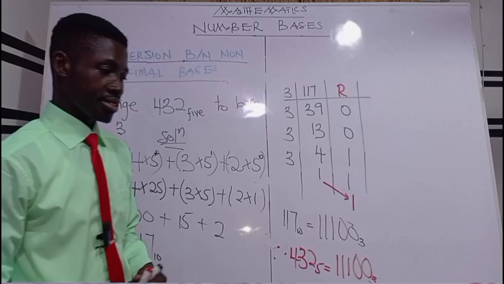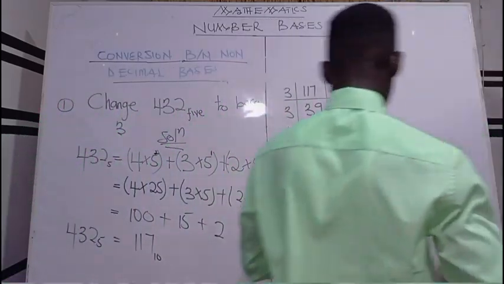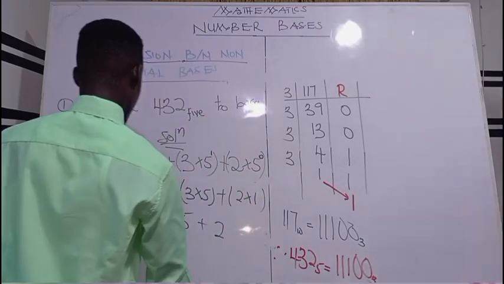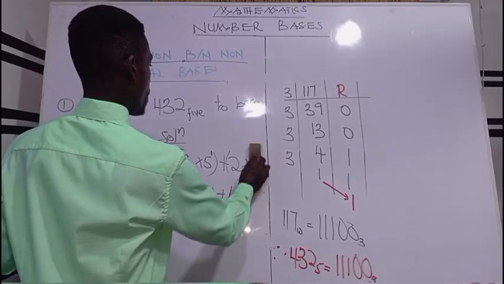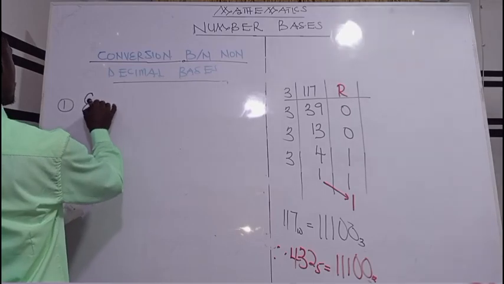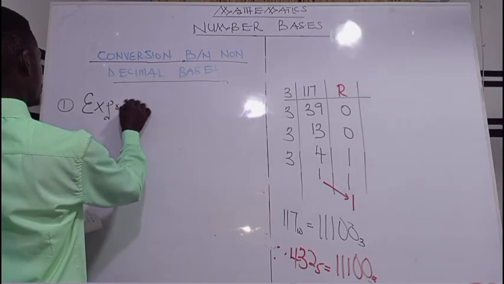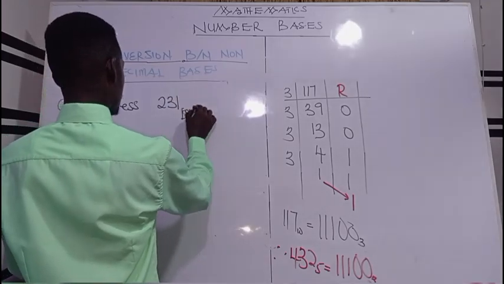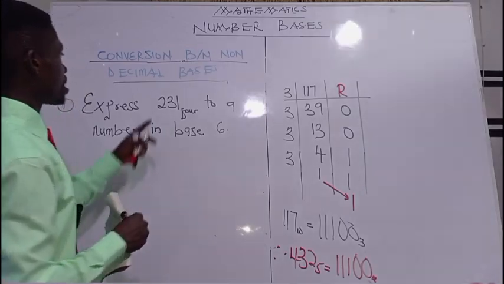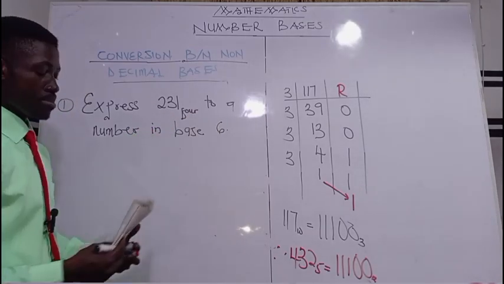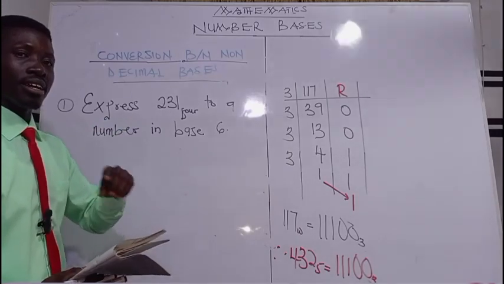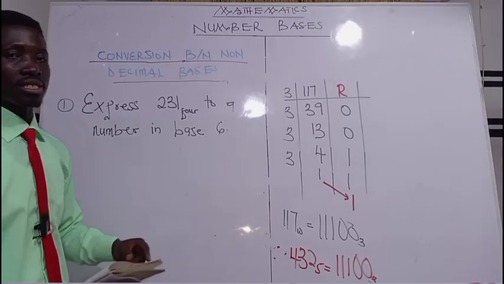Very, very easy. You take the next example. It is your example. So this is your example. We are to express 231 base 4 to a number in base 6. So what we are going to do is first convert this number to base 10, and then the result that you get, you convert it to base 6. Try your hands on it.